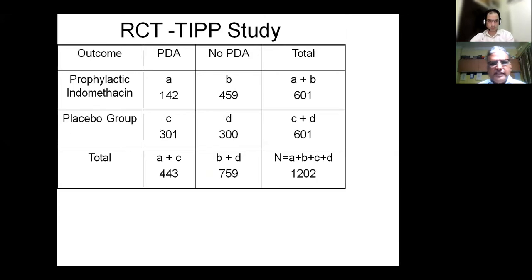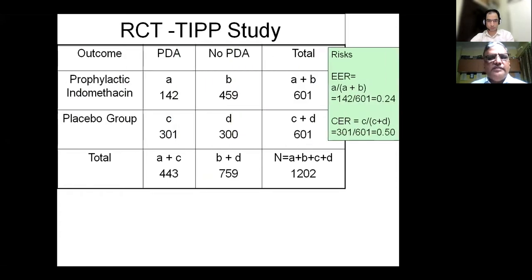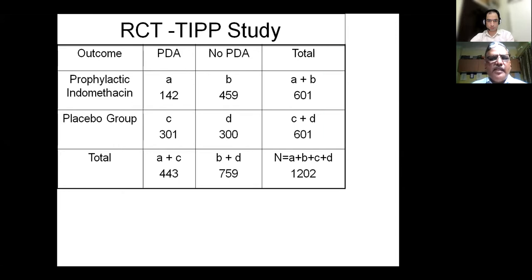Take this famous study, the trial of prophylactic indomethacin, just to give a solved example. In the prophylactic indomethacin group, there were 601 subjects. 142 developed PDA, 459 did not have PDA. In the placebo group, 301 developed PDA out of 601. So here it looks like approximately 25%. Here it is like 50%.